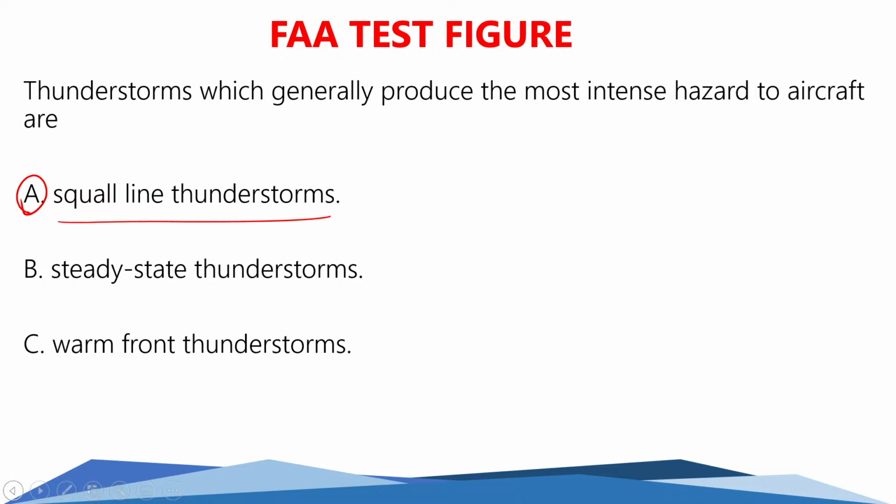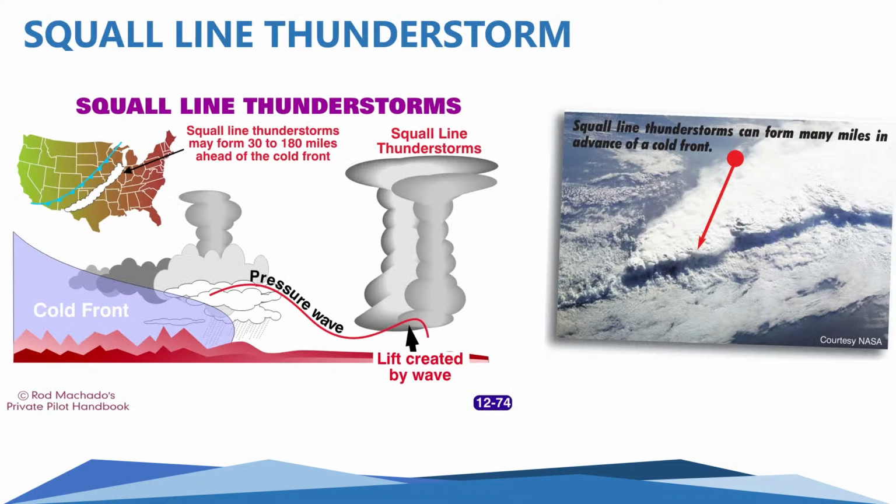If you were to look at squall line thunderstorms, you would see something like this image from space on the right, where you have a long, narrow band of thunderstorms. It's usually created by a pressure wave. In front of a cold front, you have this pressure wave, and part of that pressure wave is creating that upward force. Remember, there are three ingredients to create a thunderstorm. Number one is some type of uplifting force. We also need moisture content and an unstable lapse rate. So that pressure wave is creating that uplifting force.